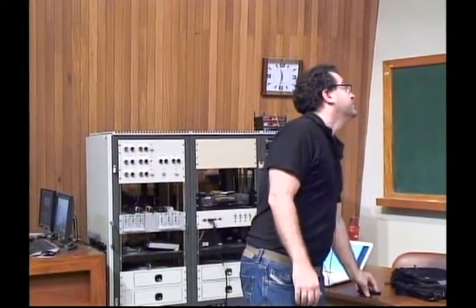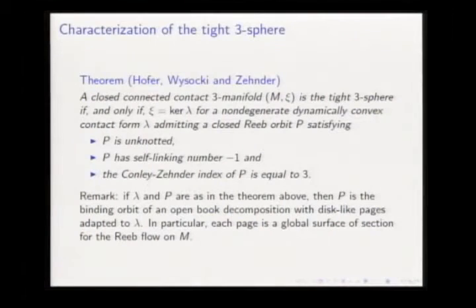Just to give an example, it's a not so recent theorem by Hofer, Wysocki, and Zehnder. They give conditions to characterize the tight 3-sphere, which is the following. Suppose that you have a contact manifold and you put a contact form and you look at the Reeb flow and you find a periodic orbit which has these three properties.